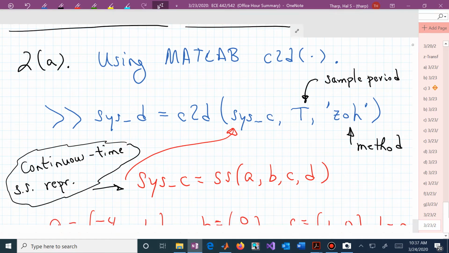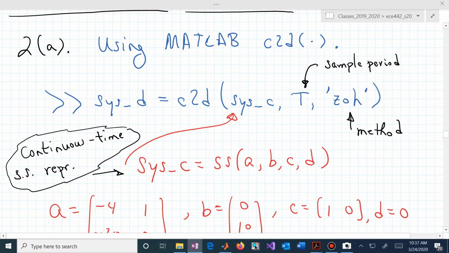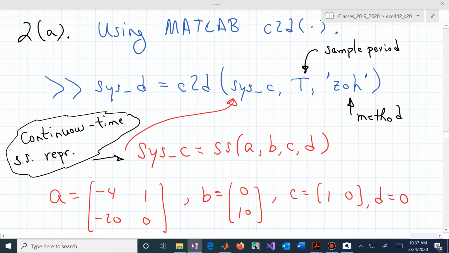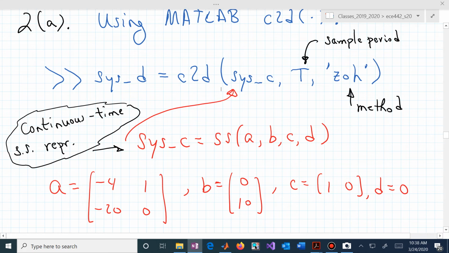Moving on now to question 2, which was using MATLAB to find this zero-order hold equivalent of a state space representation. Here it could be a c2d command. Obviously, you would need to precede this command with the commands necessary to produce this object, which is a state space representation, and I've tried to illustrate that below. But if you were actually doing this, you would need to do these commands from the bottom up before you introduced this c2d command.